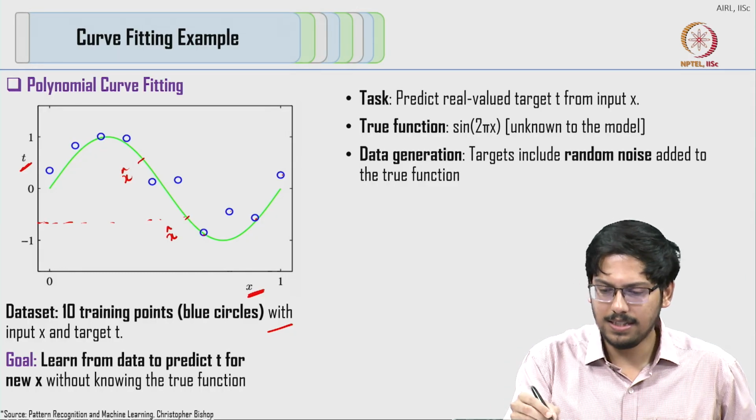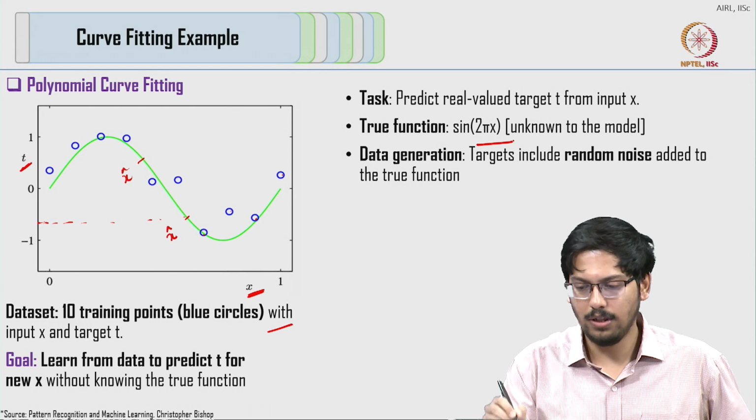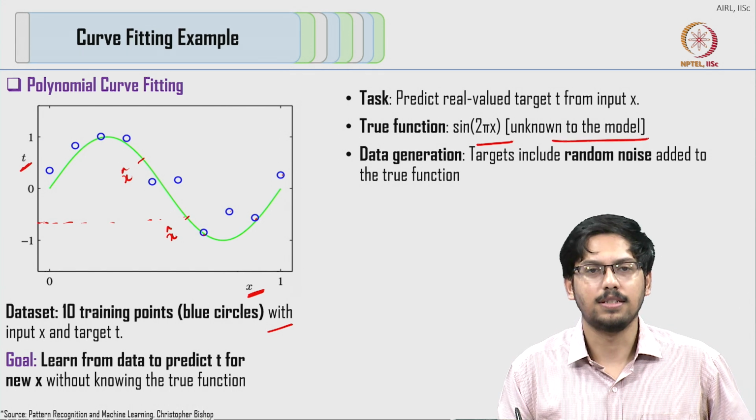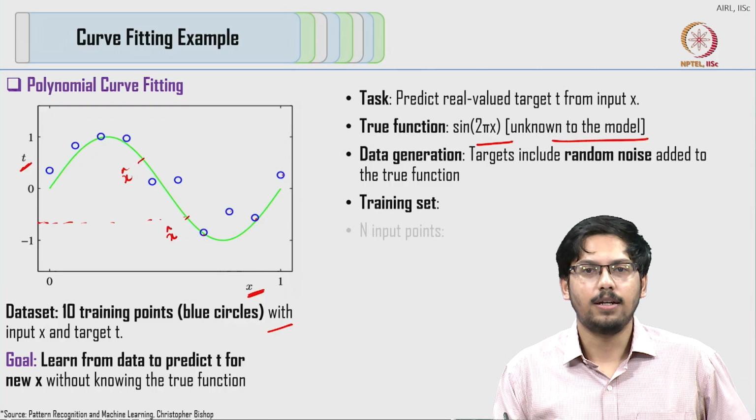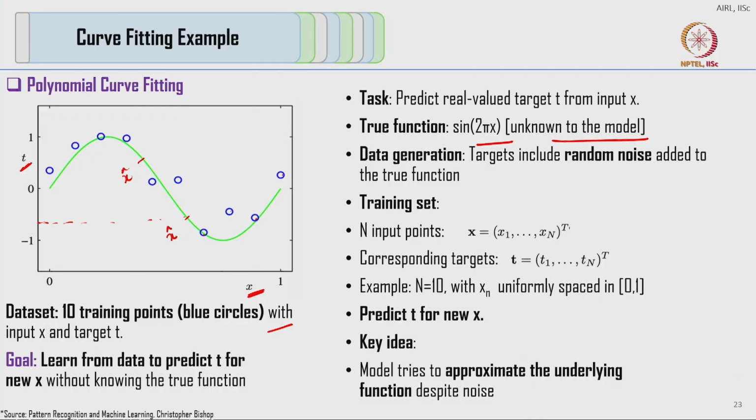The true function is sin 2 pi x. However, this is unknown to the model. This is just for our understanding of this particular curve. Now the data generation: the points are sampled from sin 2 pi x with some random noise added to each sample point. So we can observe that these points do not always lie on the curve. They are slightly shifted either upwards or below the curve.